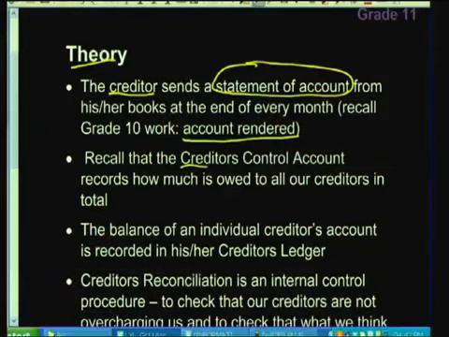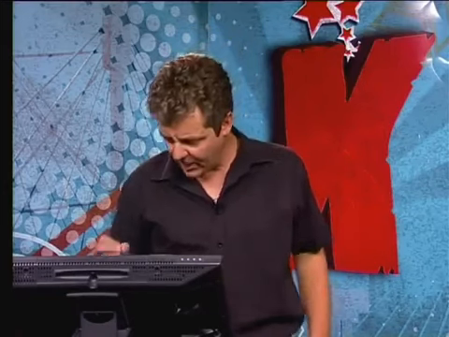So what we need to be aware of is that we keep track of our creditors in a special account which is known as the creditors control account. I want to ask you to think for a few seconds, what type of account is a creditors control account? Is it an asset? Is it a liability? Is it an income? Is it an expense? What is it? Think carefully about it. Sure, you've got the answer by now.